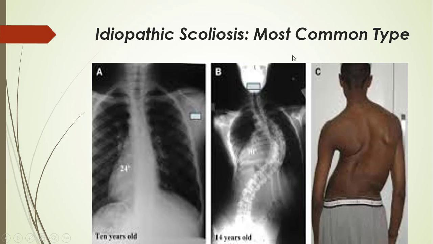Lastly, the most common type, idiopathic scoliosis. As you can see, here is an adolescent, the age group most commonly affected. Here is the scoliosis, but there is something you should notice: the vertebral bodies and the posterior elements are normal, but there is scoliosis.